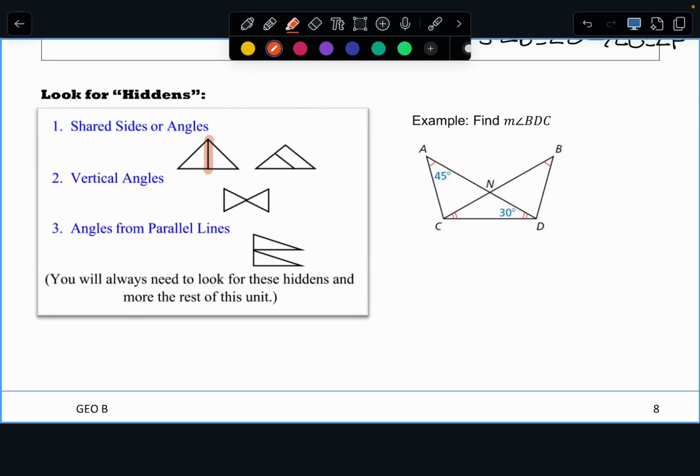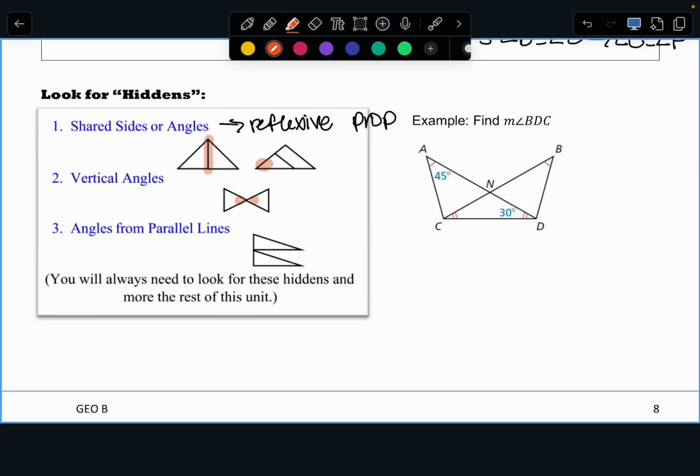Okay? Triangles might also share an angle right here. You would have to say this angle is congruent to itself so you can show all 3 angles are congruent to all 3 angles. So anytime you have shared sides or angles, you're probably going to use the reflexive property. Vertical angles are also not going away. So those two are just vertical angles, and you will have to know their relationship.